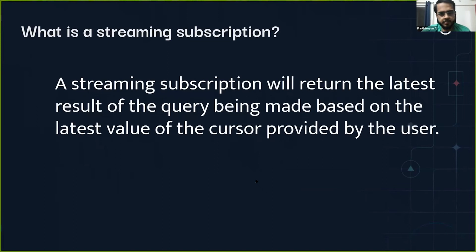So what is the streaming subscription? A streaming subscription will return the latest result of the query being made based on the latest value of the cursor provided by the user. So when you make a streaming subscription, you provide an initial value. You'll choose a cursor. A cursor here is a column, and you'll give it the initial value, and the subscription will start streaming from there.